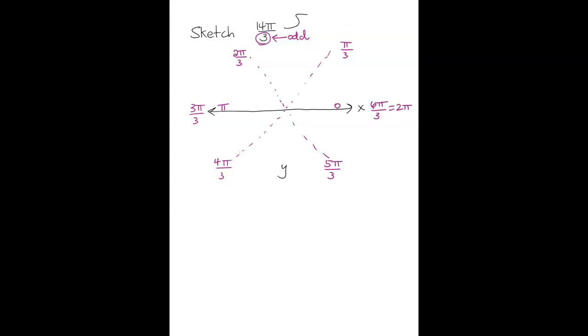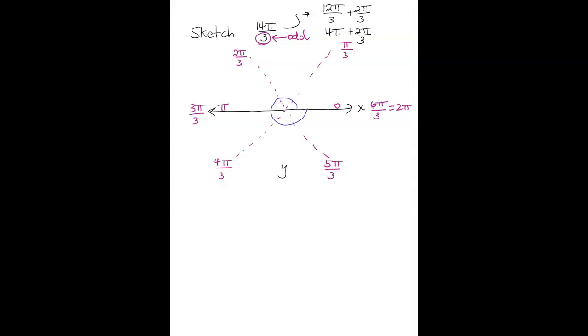Another way to think of this is that 14 pi over 3 is the same thing as 12 pi over 3 plus 2 pi over 3. And I broke it down like that because 12 pi over 3 is 4 pi. I know 4 pi is 2 full revolutions. So if I'm sketching this angle, I would go to 2 pi over 3.